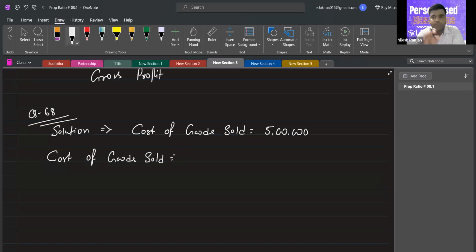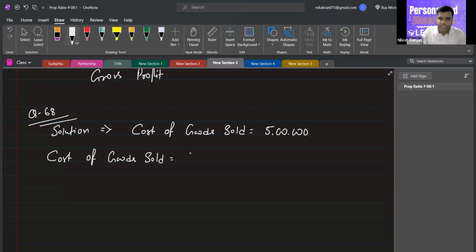Like in cost of goods sold, the formula is opening stock plus purchase minus closing stock. There is plus direct expenses also, but we sometimes exclude direct expenses, because direct expenses are not always given in the question. That's why we exclude direct expenses. So cost of goods sold we have, opening stock we have, purchase we have. Only one item is missing, that is closing stock. So we can use this formula to calculate closing stock.